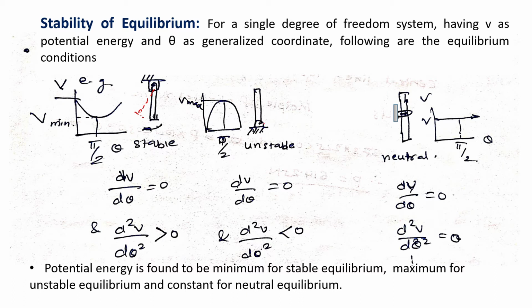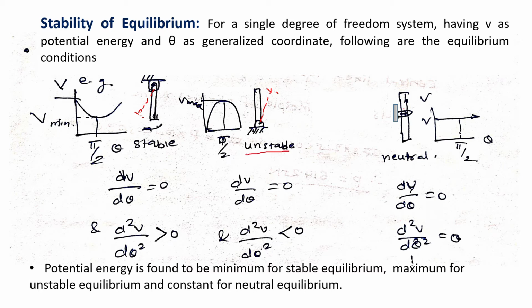But when we reverse this condition, so that we apply the support at the lower end and keep the upper end free, then while giving any angular displacement theta, it will not remain in a stable condition on either side. It may fall like this or it may fall like this. So the potential energy at this particular position, when theta is pi by 2, is the maximum one, for the unstable equilibrium.